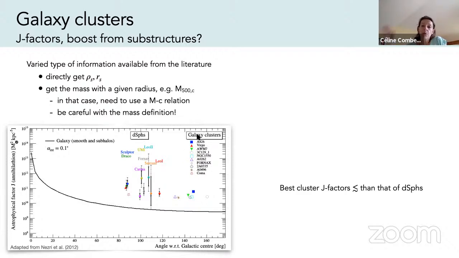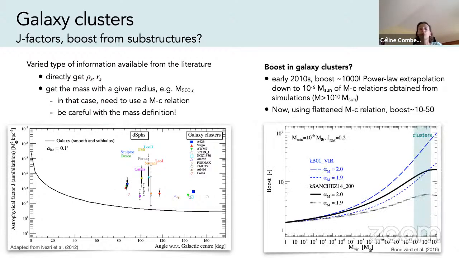So for this work, we had a catalog of close by clusters. I think there was 2,000 of them. Here it's only the 10 with the most promising J factor. And you can see that we are roughly at the level of the J factor of the dwarfs. Okay. What about the boost?